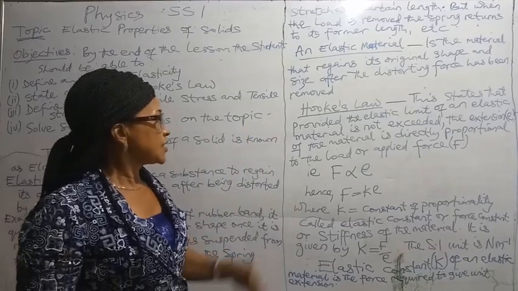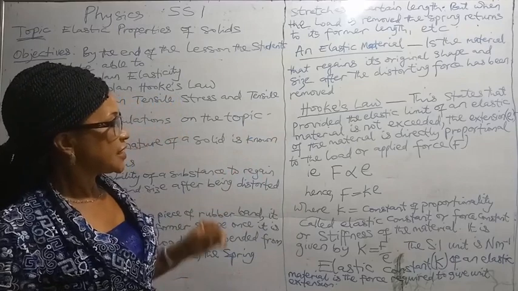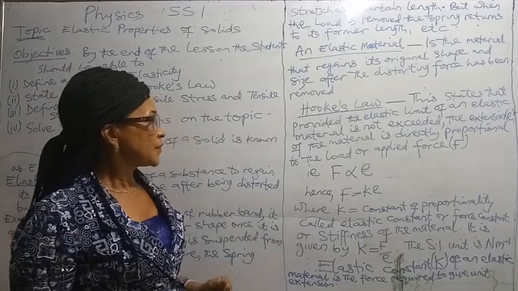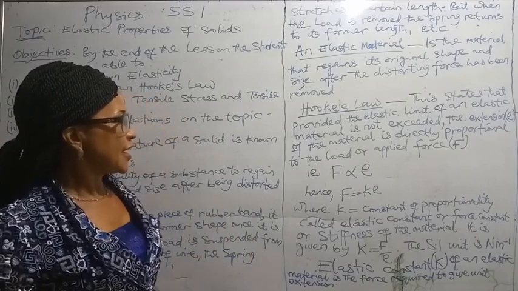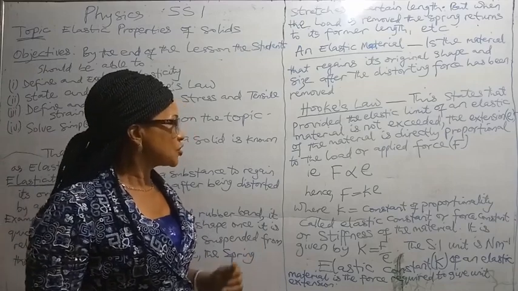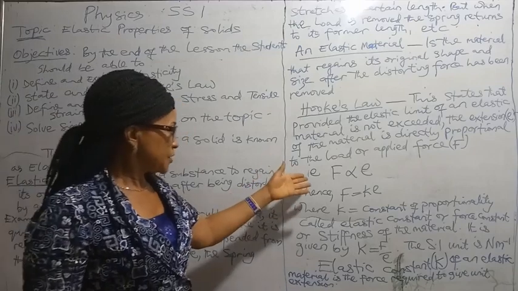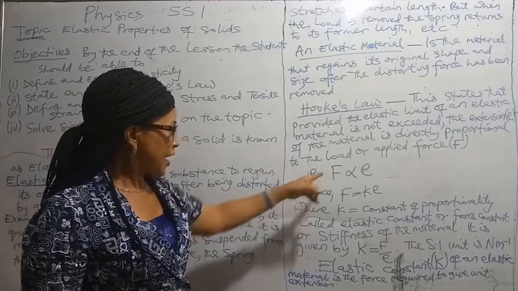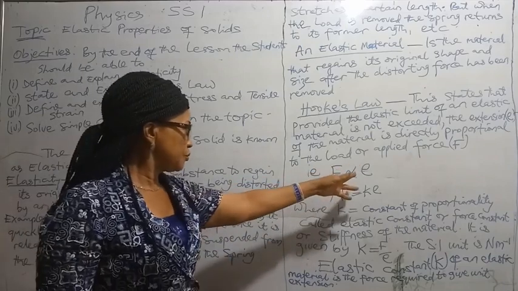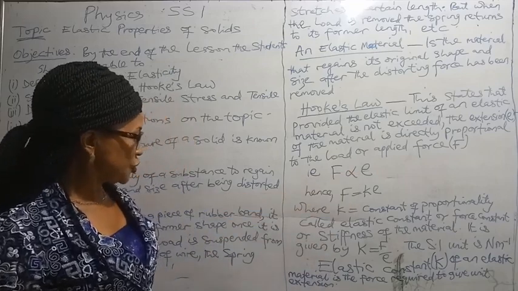Now let us look at Hooke's law. What does this law state? This states that provided the elastic limit of an elastic material is not exceeded, the extension E of the material is directly proportional to the load or applied force F. Mathematically, you have F is directly proportional to E, where F is force and E is extension.